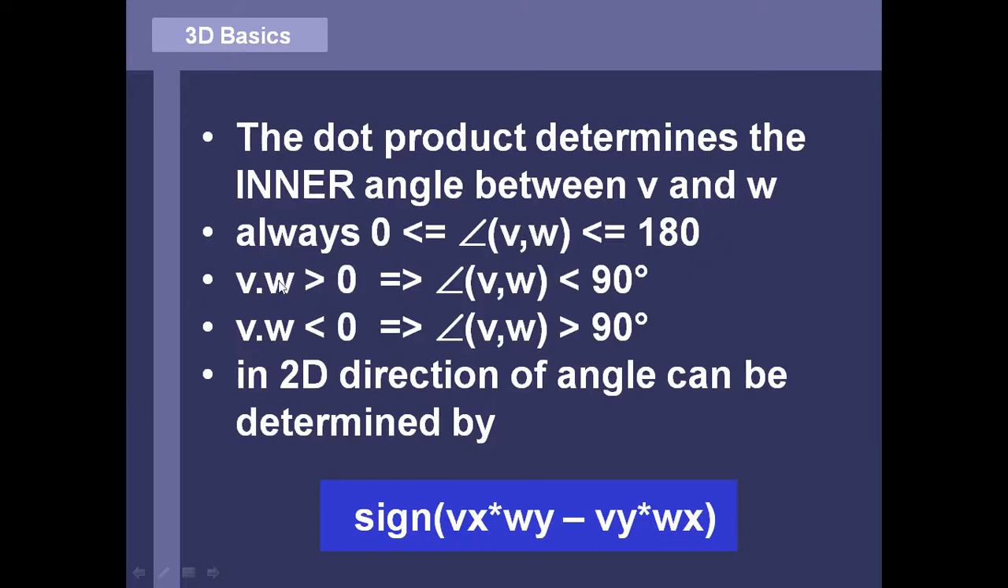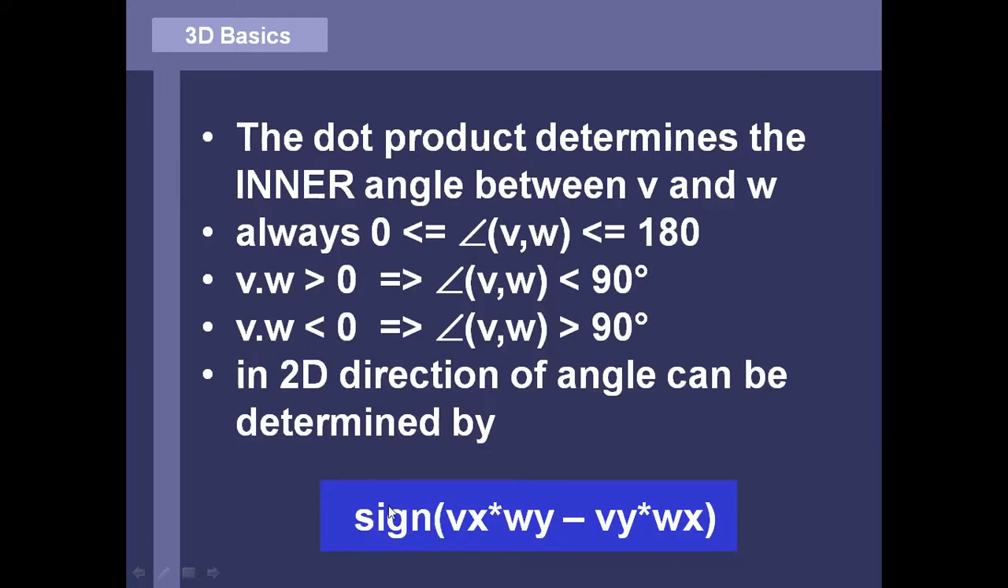And if the dot product is greater than 0, then the angle is less than 90 degrees, or rather if the dot product is less than 0, then the angle is greater than 90 degrees. So in 2D, the direction of the angle can be determined by sine, where the sine is vx wy.